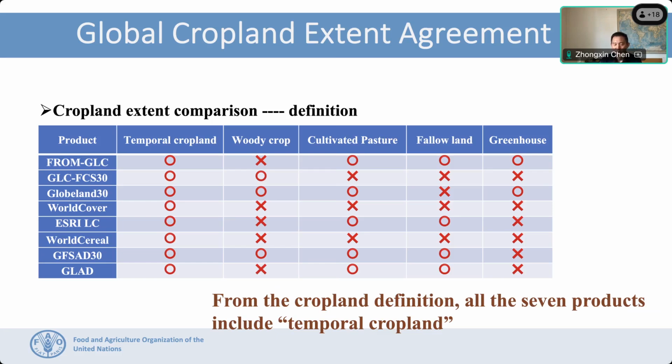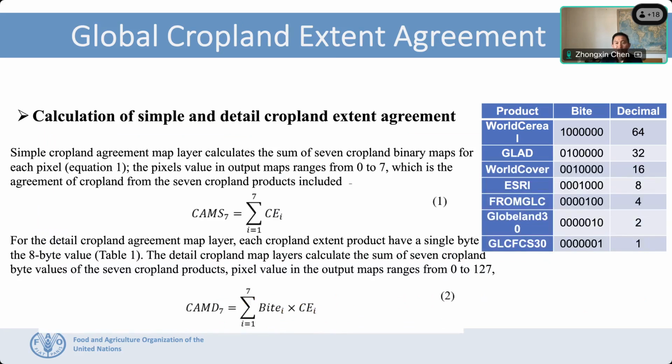FAOSTAT is only tabular data. They are only the statistical data for countries or sub-regional regions. So if you want to do this for a geospatial model, that's a very fundamental dataset we should have. And then we started the work. We calculated the disagreement between different datasets.